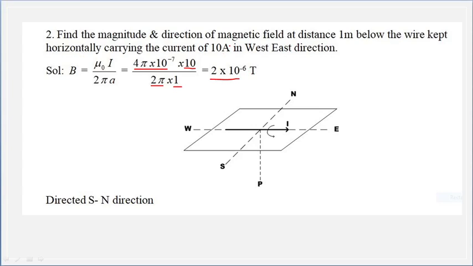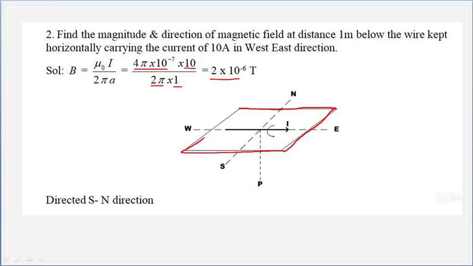Now to find the direction of the field, the wire is given here. First you have to draw a horizontal plane. Say I have drawn the horizontal plane here. This is the horizontal plane, to get the direction.